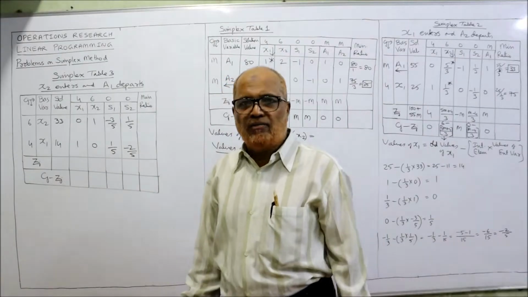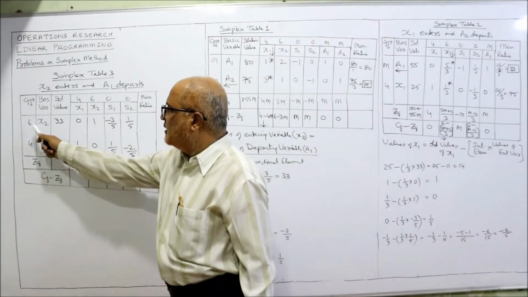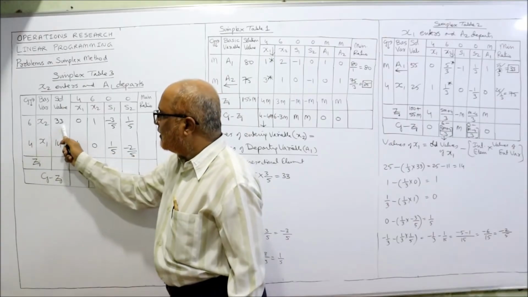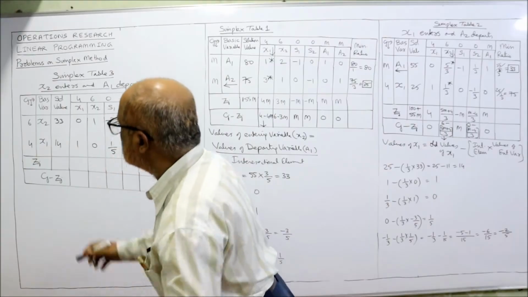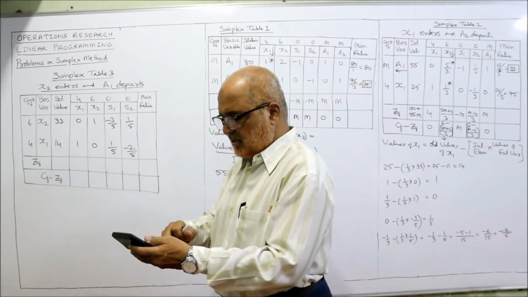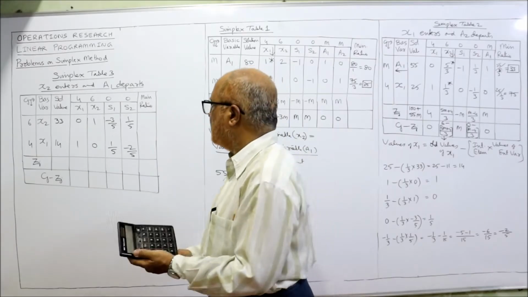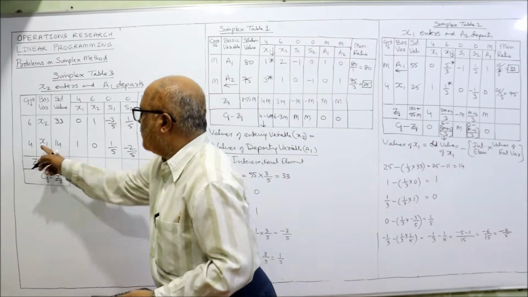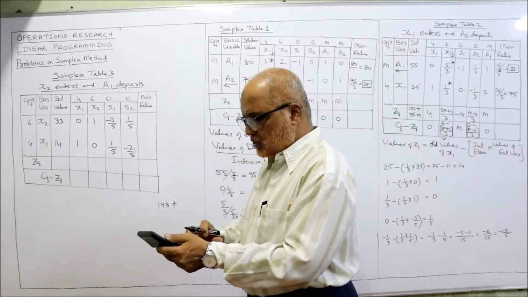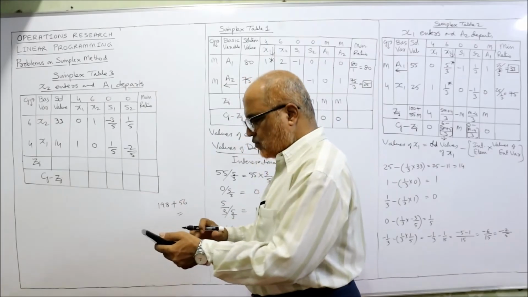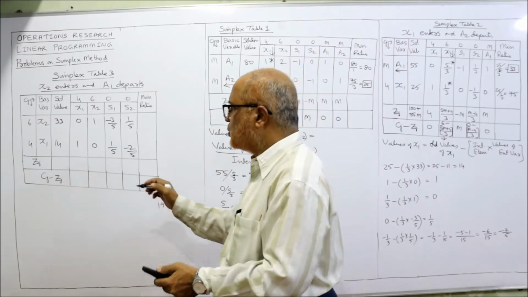Now Zj value. Multiply the coefficient of objective function into value. So 33 into 6, it comes to 198. 198 plus 4 into 14. 4 into 14, it comes to 56. So 56 plus 198, it comes to 254.